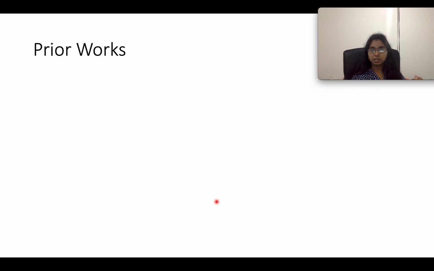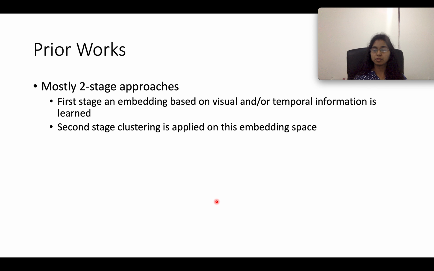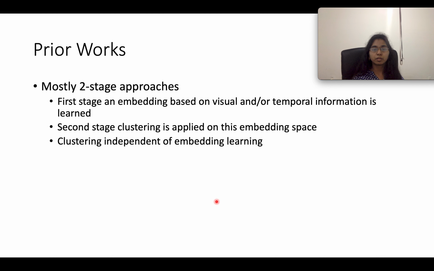The prior works in this literature mostly focus on two-stage approaches where in stage 1 they perform an embedding learning based on visual and or a temporal representation, and in stage 2 they perform an explicit clustering step learned on the embedding in stage 1. By making the clustering step independent of embedding learning, the overall approach becomes suboptimal. We try to address these aspects in our work and come up with the following contributions.